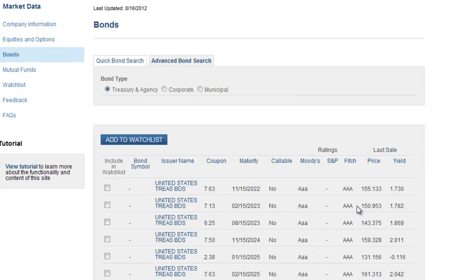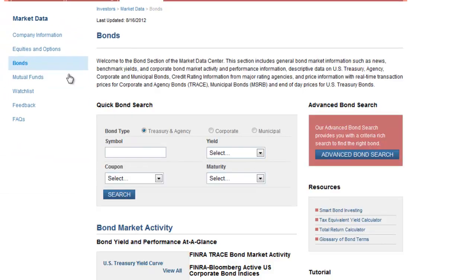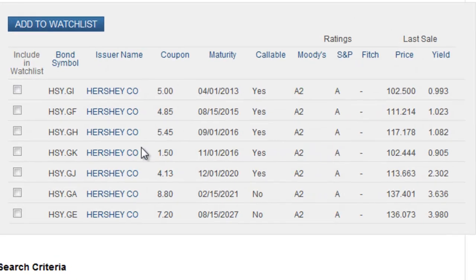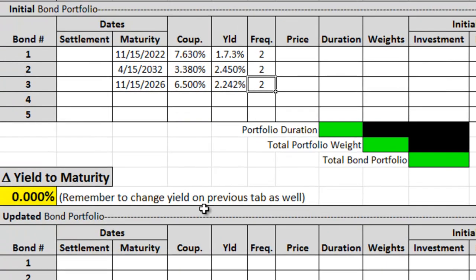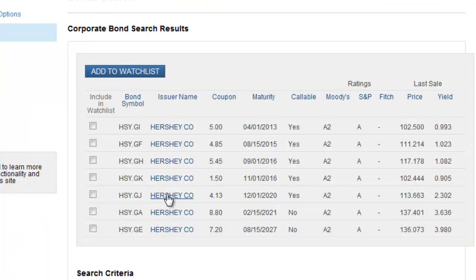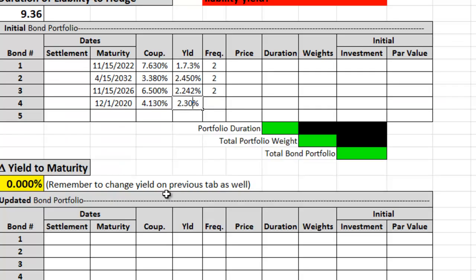And why don't we go grab a couple of corporate bonds now? So let's go back to our screener. And all I'm going to do is, Hershey's I know has lots of bonds, and they're a relatively stable company. And why don't we just grab one of these? So this Hershey's bond right here has a maturity date of 12/1/20. And it's got a coupon rate of 4.13. And it's got a yield to maturity of 2.302, semi-annual payments.